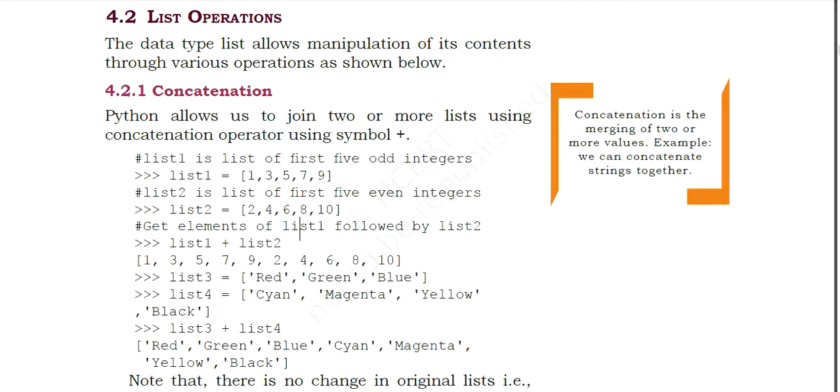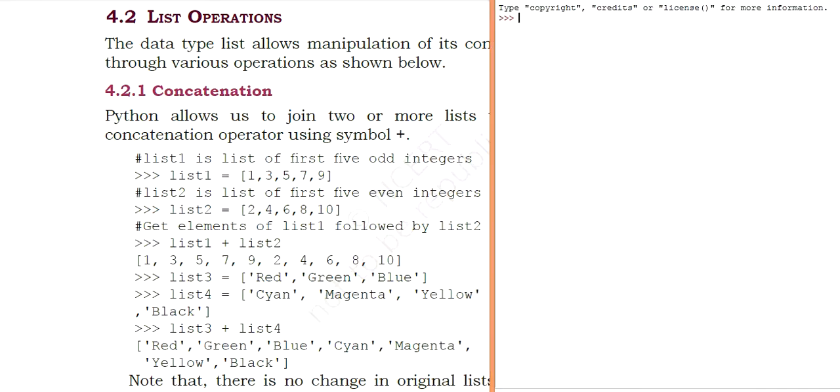We can do this in a practical way also, so I am showing you that demonstration. We have list 1, and in place of list 1 you can directly write L1. L1 is equal to, and we write the elements. So here I am writing 1, 3, 5, 7, 9. This is my first list, a list of integers.